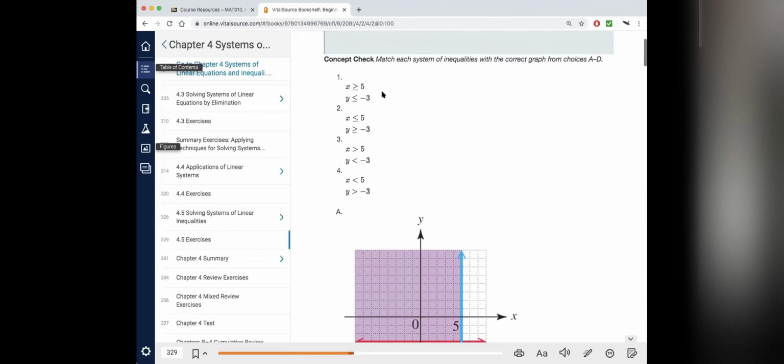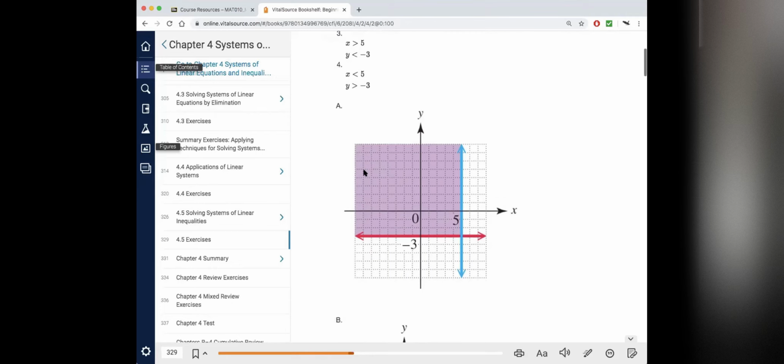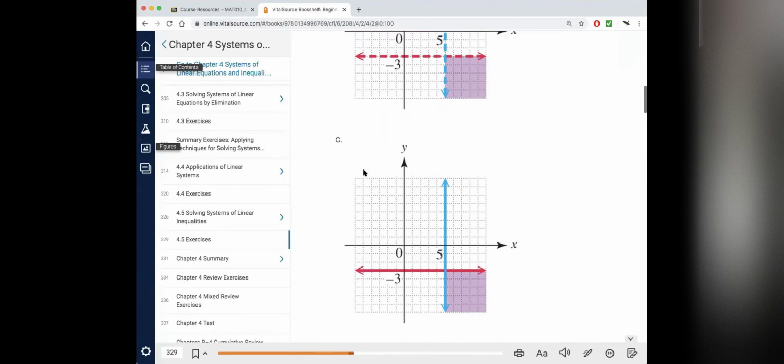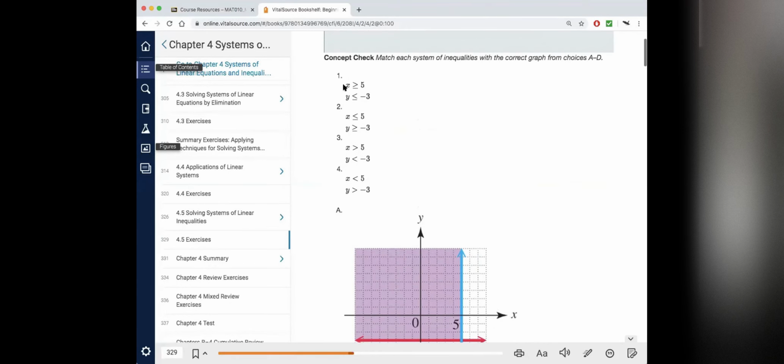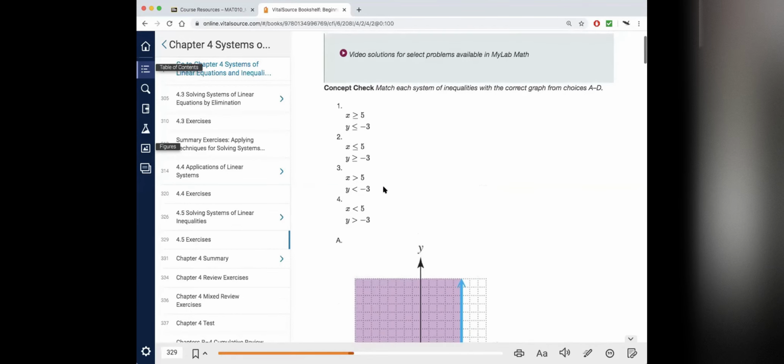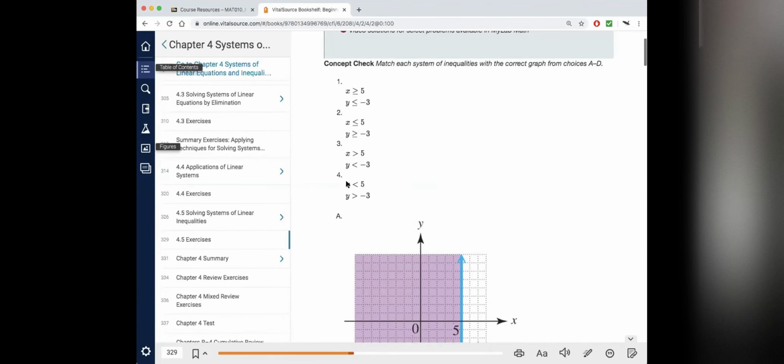So we have these inequalities systems, and we have graphs. We're going to match each one of these to one of these graphs. Let's look, for example, at number 4.